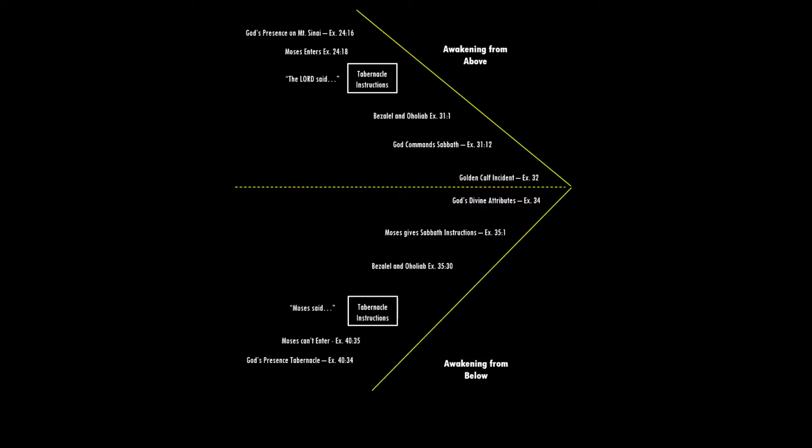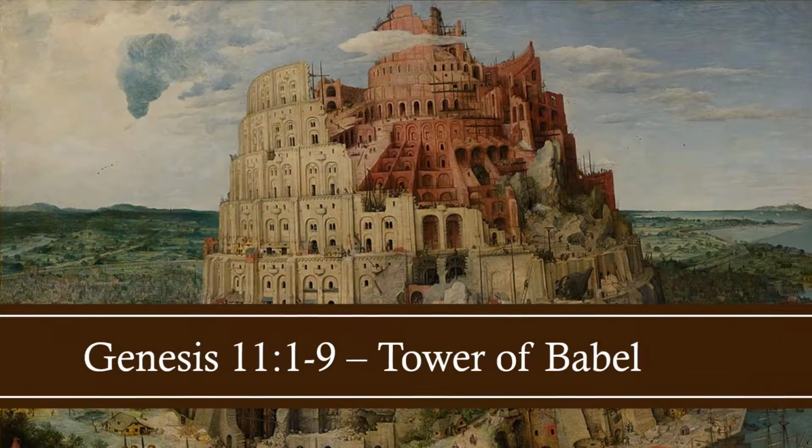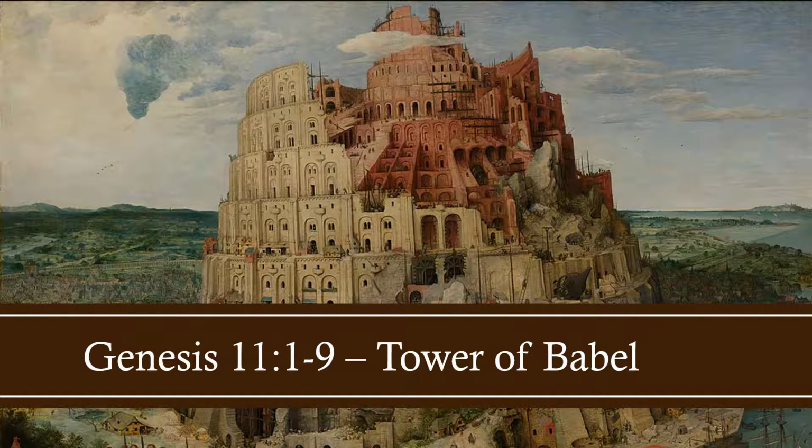Now again, we don't have a whole bunch of time to go into that today, but I just wanted to show you that it exists and what it looks like. Now the second one, and this is, I think, my favorite chiasm in the Bible, is the Tower of Babel story, and this is found in Genesis chapter 11, verses 1 through 9.